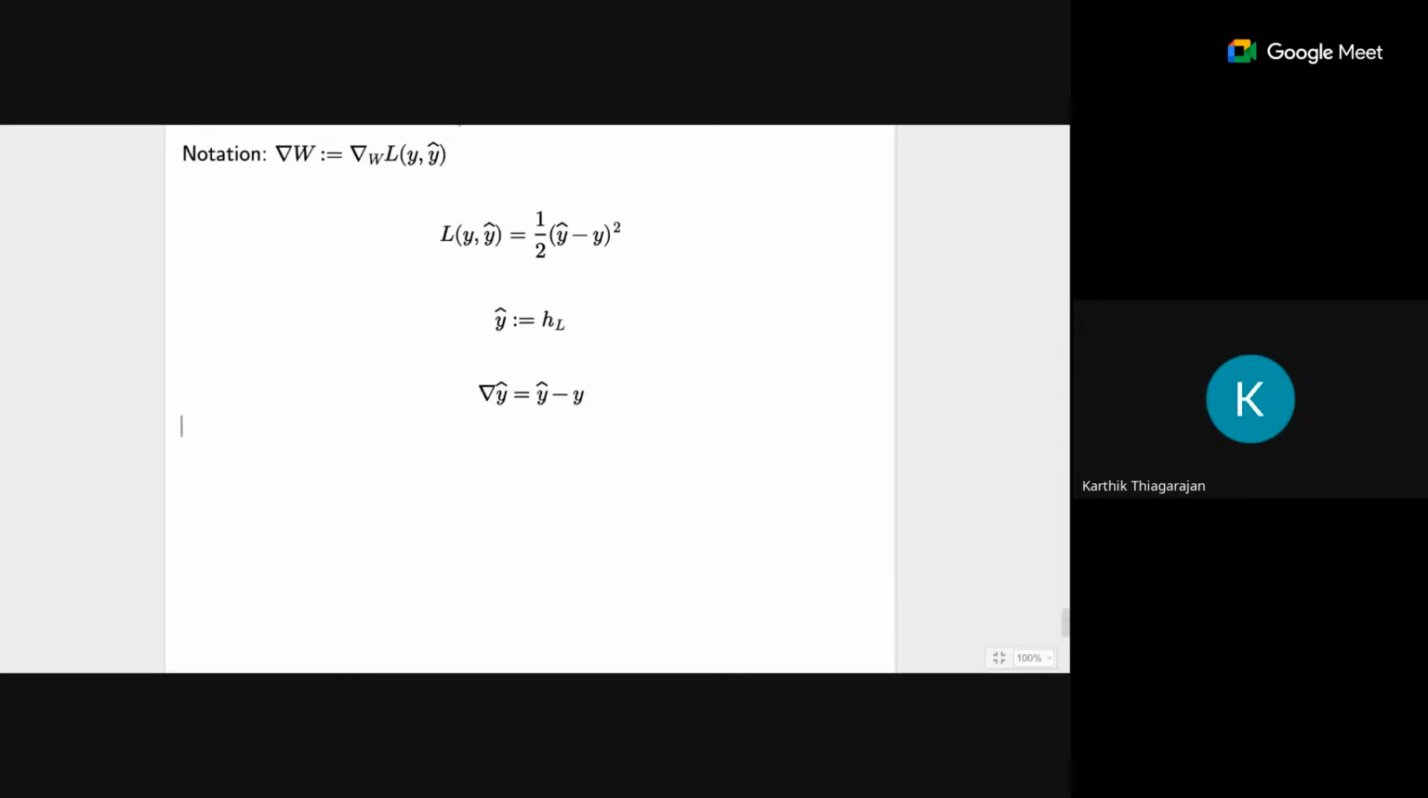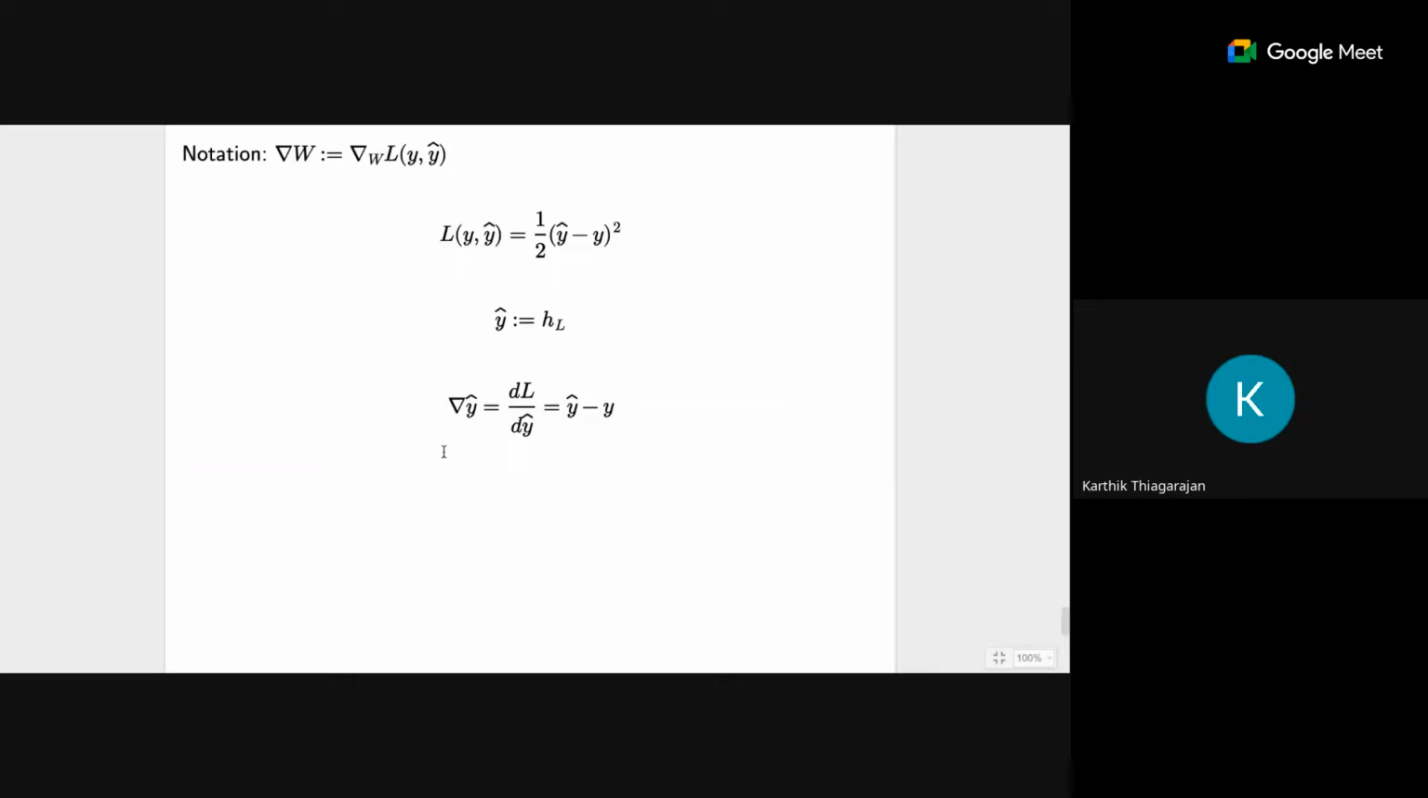Is this fine with everyone? So why is it just y hat minus y? Because I'm just taking the derivative with respect to y hat, right? So this is nothing but dL. In this case, it's just a function of y hat. So this is what I'm doing, and it is 2 into half into y hat minus y. Yeah. Got it. Okay.